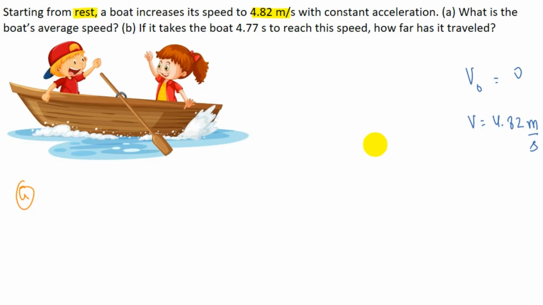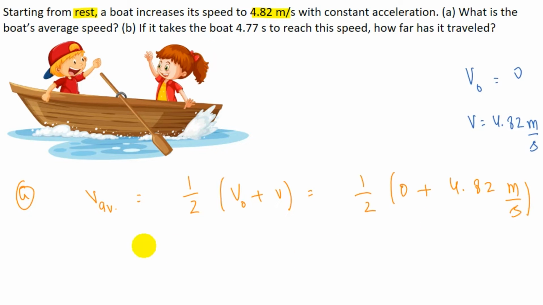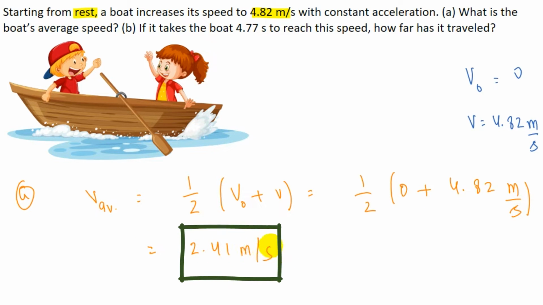Since the acceleration is constant, we can write that the average velocity will be equal to 1 over 2 (v naught plus v). The initial velocity is 0 and the final velocity becomes 4.82 meter per second. So that would be equal to 2.41 meter per second. This is the answer for the A part.